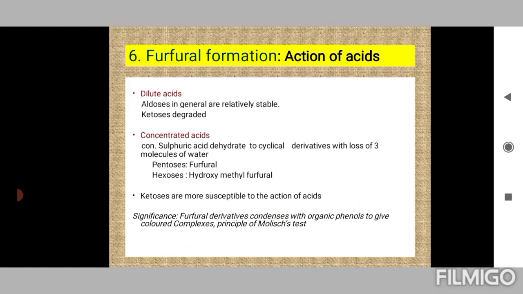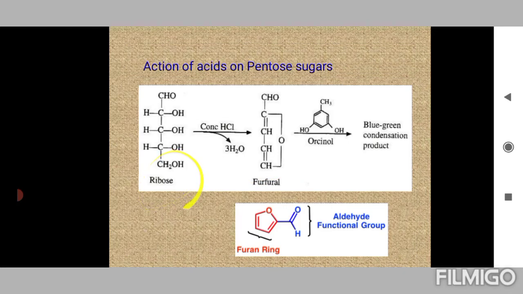And the significance of this reaction is that the furfural derivative can condense with organic phenols to give a colored condensation product. You can see how. So this is a ribose. Here we have used concentrated HCl, 3 molecules of water are gone. You can see formation of a double bond here.